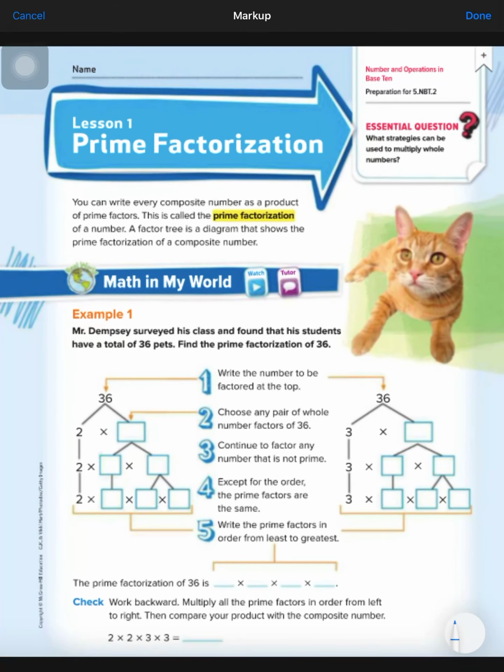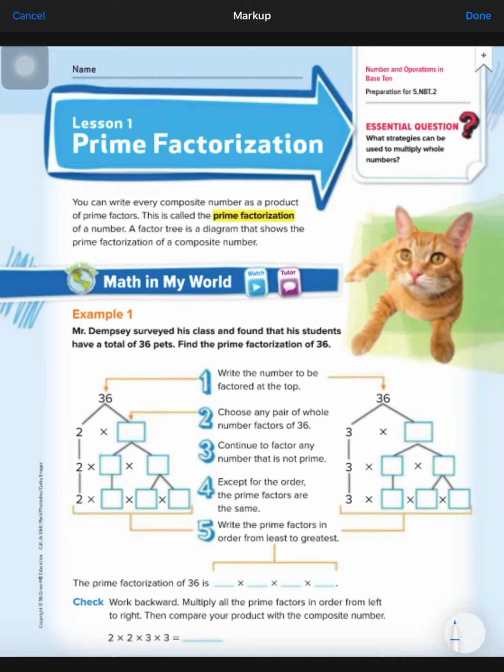All right, so my friends, it says you can write every composite number as a product of prime factors. Remember, product means the answer to a multiplication problem. So you can write every composite number as a product of prime factors. This is called prime factorization of a number. A factor tree is a diagram. So look below, see those things that look like diagrams? Those are called factor trees. That shows the prime factorization of a composite number.